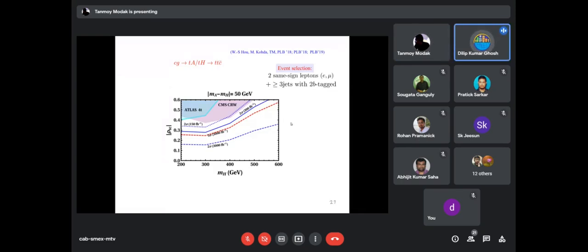Suppose I look at the same process, cg going to tau/th, and then H decaying into, instead of tau tau, if it decays into tau mu. How will these bounds change? Then it depends on two couplings, right? Yes, the product of rho tc and rho tau mu couplings.